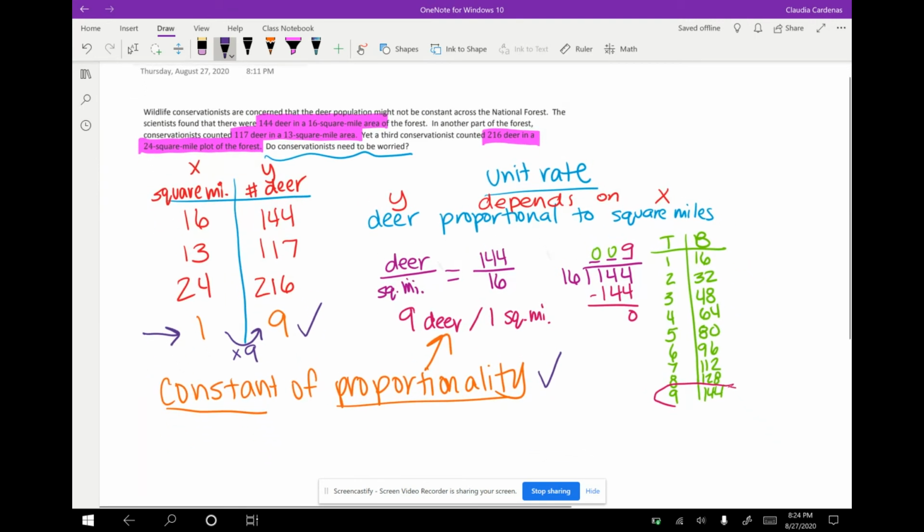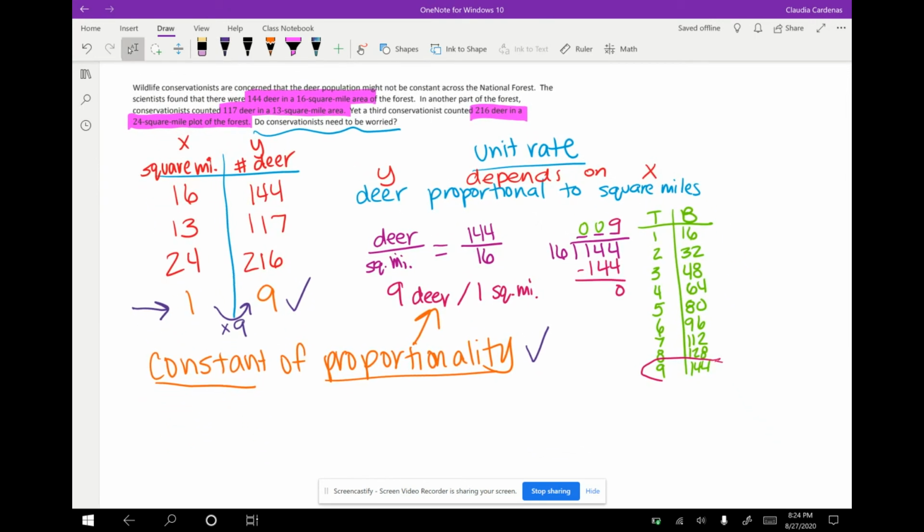And we also want to make note that we found the constant of proportionality the exact same way that we have found the unit rate in previous lessons. Remember, we divided the deer and the square miles. We divided the y value over the x value. So we're going to write a formal equation for it. So every single time I am asked to find the constant of proportionality, I know how to do that. So I know I'm going to divide y over x.